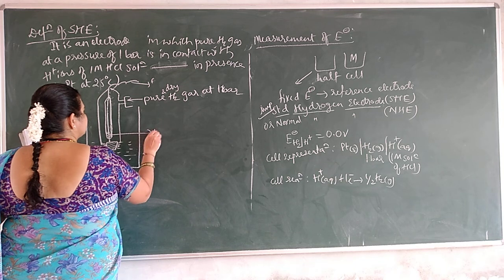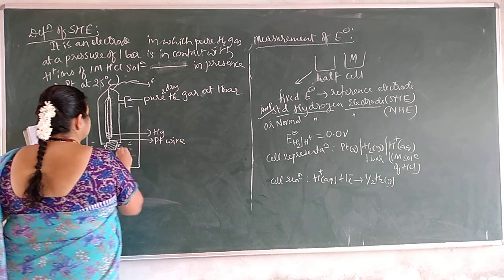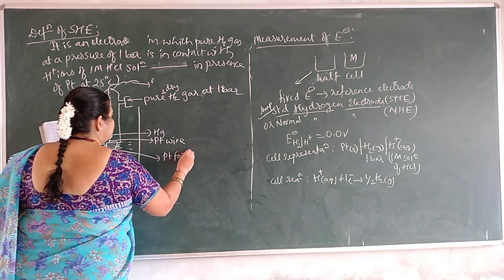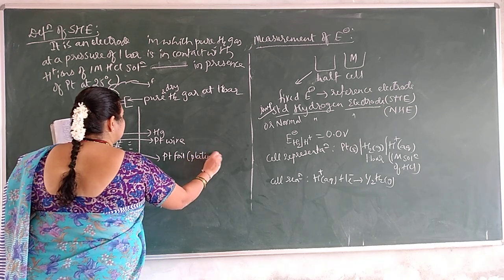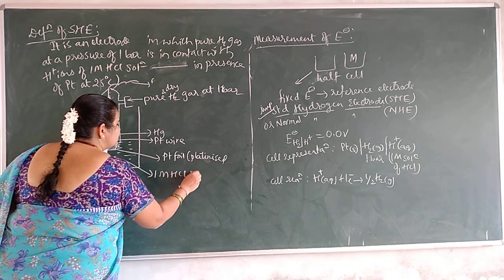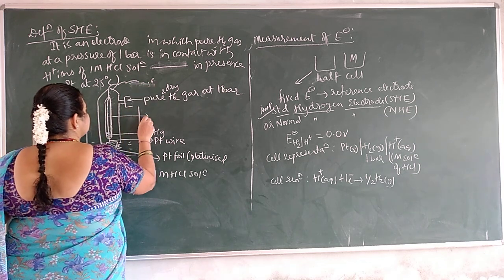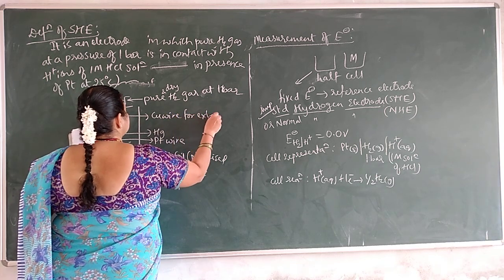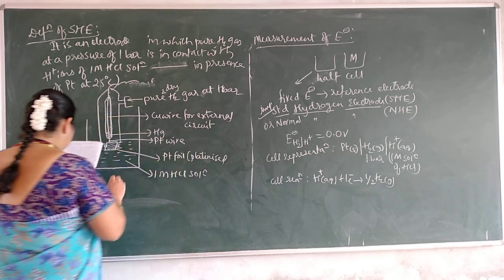Okay, this is Hg, this is platinum wire, this is platinum foil, platinized, and this is 1M HCl solution, and here I will write this is Cu wire for external circuit.